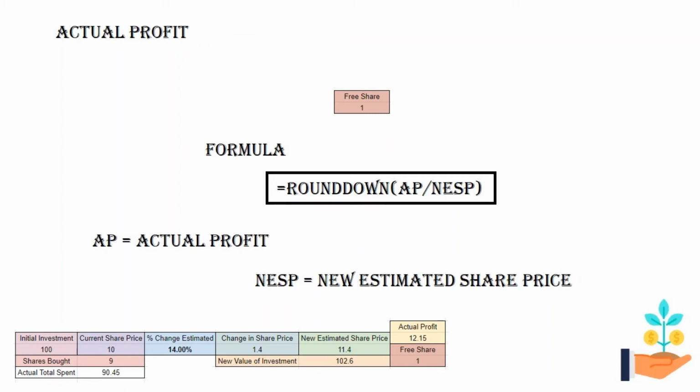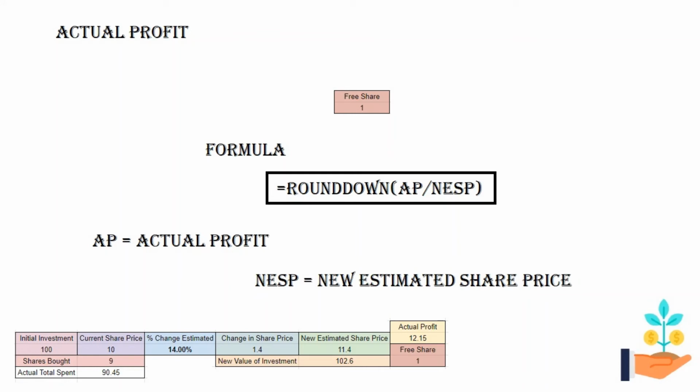We're going to put in a round down because we need a full value for a full share. So we need to know in wholes because we're dealing with whole shares, and so we need actual profit over the new estimate share price. And so the actual profit needs to be divisible by the new estimate share price, and if it's higher, then you'll get a free share. If not, then you won't.